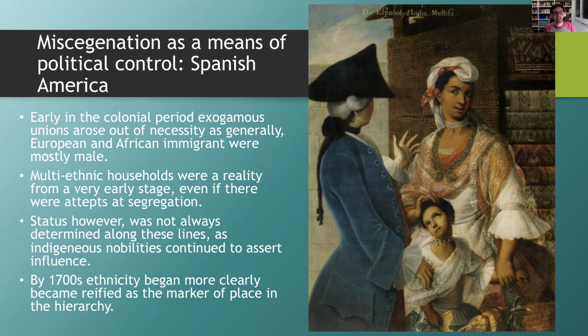Now, of course, disease and the encomienda system reduced the population. And so gradually, ethnicity became an increasingly important marker of social status. So by the 1700s, it was very clearly reified as the marker of your place in the hierarchy. And this is the moment in time where we have the development of the image that you see here. And this is a casta painting, right? The Español y India mestiza.